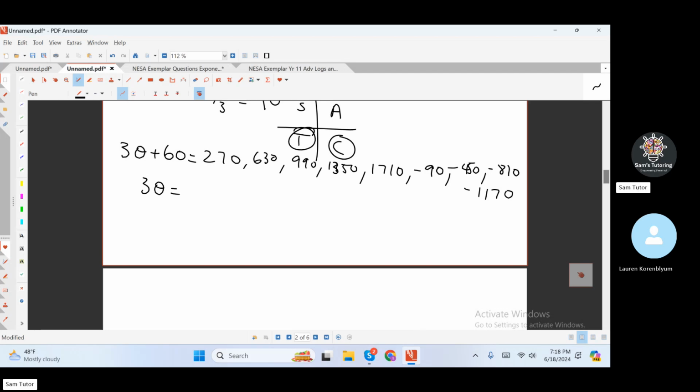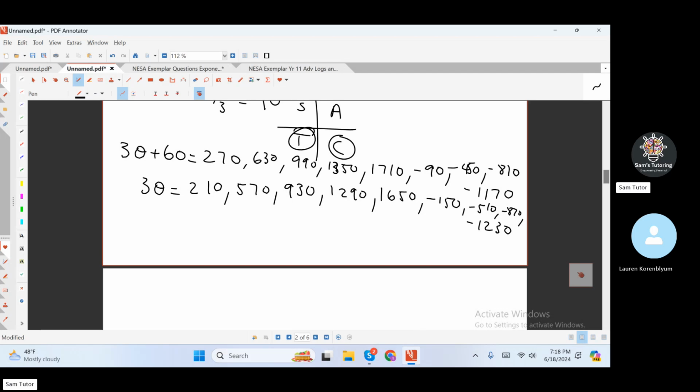So 270, take away 60, 210. 630, take away 60, 570. 990, take away 60, 930. 1350, take away 60, 1290. 1710, take away 60, 1650. Negative 90, take away 60, negative 150. Negative 450, take away 60, negative 510. Negative 810, take away 60, negative 870. Negative 1170, take away 60, negative 1230.